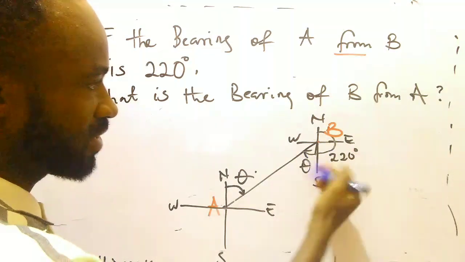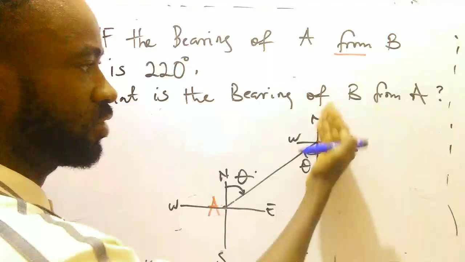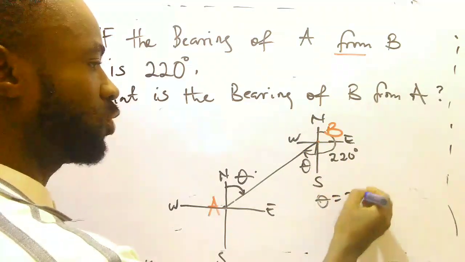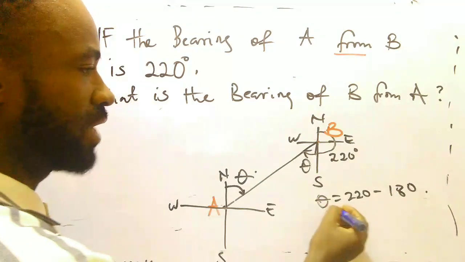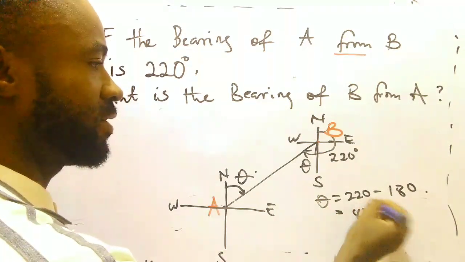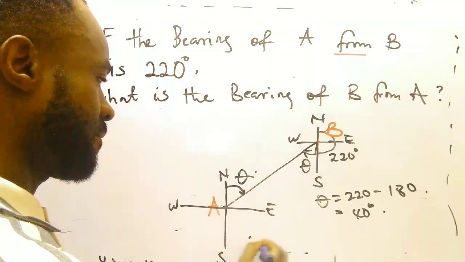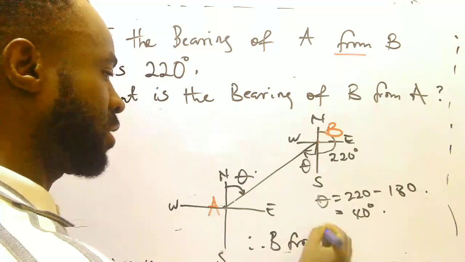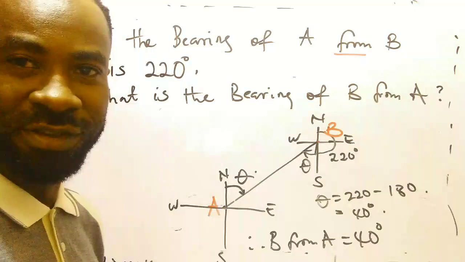We can get this angle by saying 220 minus 180, because this place is 180. So our theta here is 220 minus 180, and that is 40 degrees. So theta, the bearing of B from A, is equal to 40 degrees.